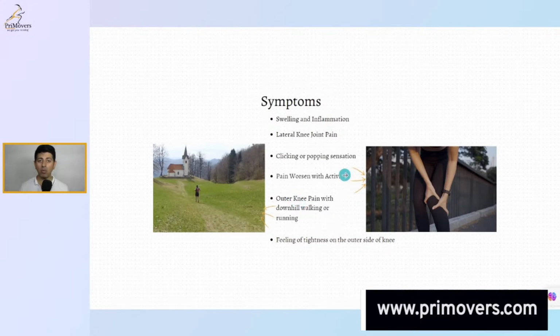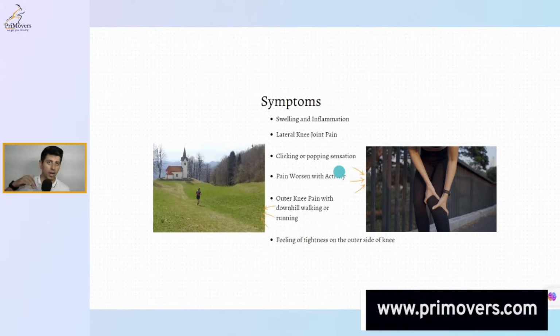Or if your pain is getting worse, especially when you're going for downhill climbing, downhill running or downhill walking, your pain is increasing on the outer side of the knee, then again there are good chances that you have IT band friction syndrome. You feel the pain, the tightness or a feeling of heaviness on the outer side of the knee in case of iliotibial band friction syndrome. So it's important to understand the symptoms, so that you can differentiate your symptoms from other conditions.